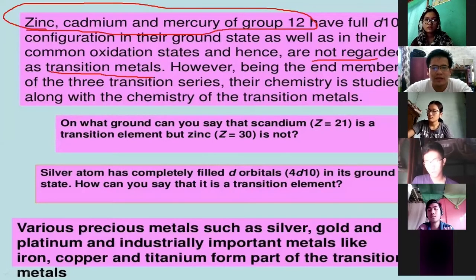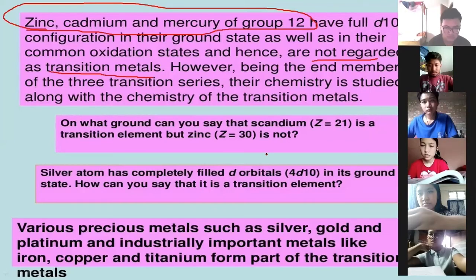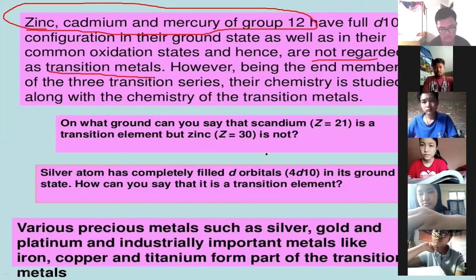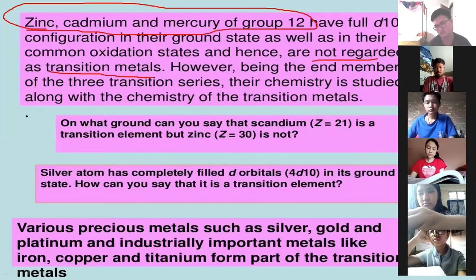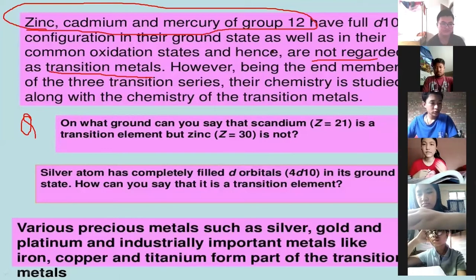And there's a question I want to ask you. On what ground can you say that scandium is a transition element but zinc is not? Transition elements should not have completely filled electrons in the d orbitals. So can you answer this question?